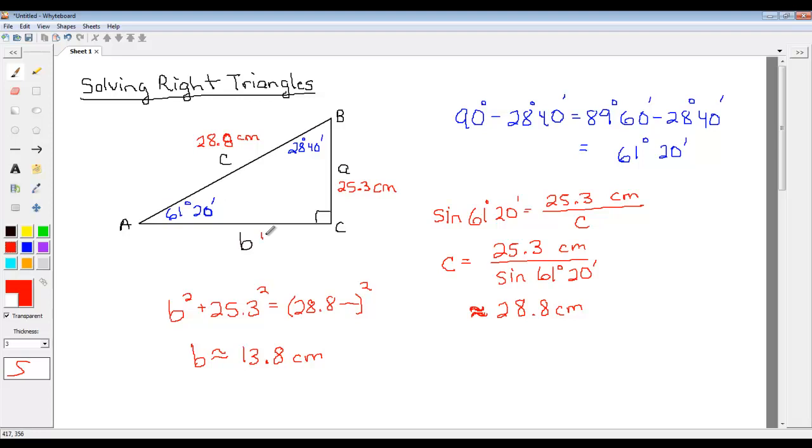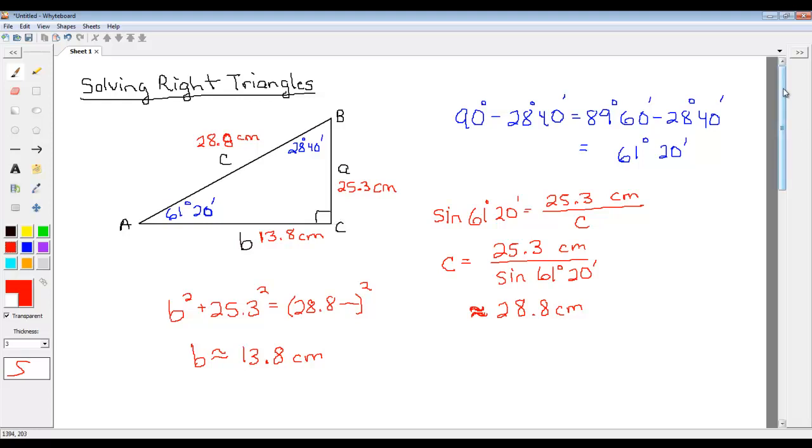So now I have values for all 3 angles and all 3 sides. So we could say I've solved this right triangle. I've completed it. I've gone through and figured everything out about it. Alright, let's do another one.